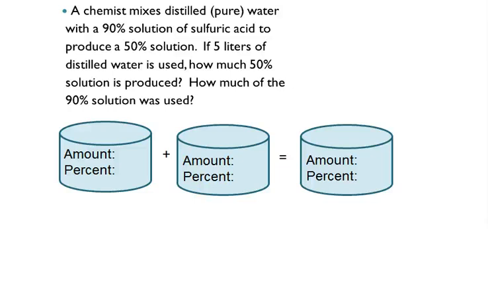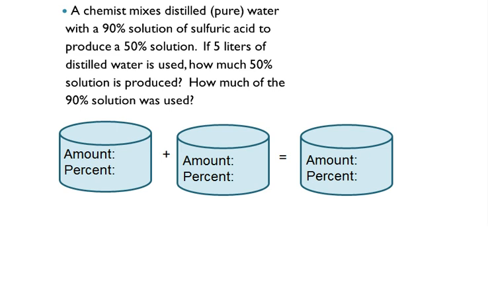Another word problem. This one, a chemist mixes distilled or pure water with a 90% solution of sulfuric acid to produce a 50% solution. If 5 liters of the distilled water is used, how much 50% solution is produced? How much of the 90% solution was used?